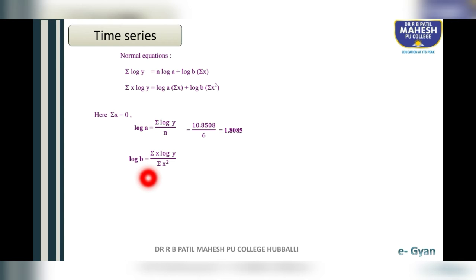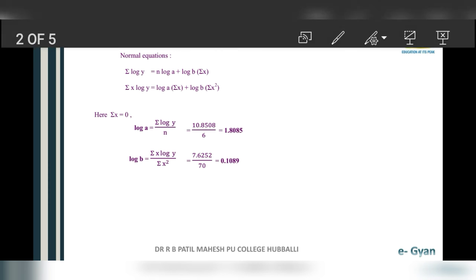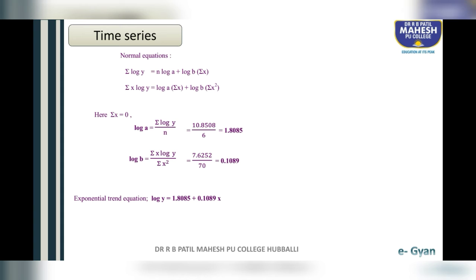Then find out the log of b value. The formula of log b is summation x into log of y divided by summation x square. So now you substitute the values. You know, summation x into log y total is 7.6252 divided by summation x square total is 70. So dividing, 7.6252 divided by 70 is 0.1089. So log of b is 0.1089.